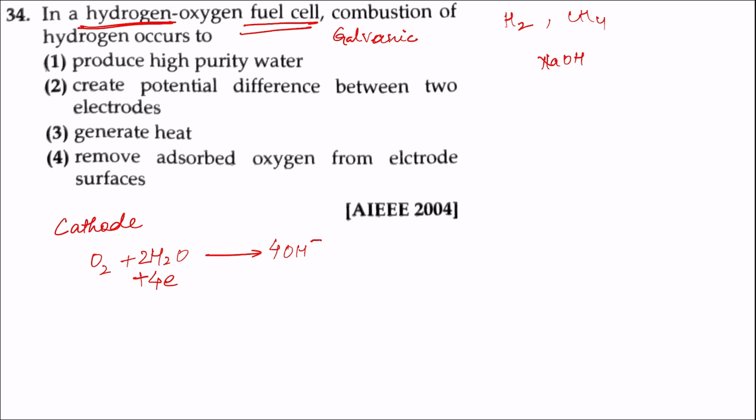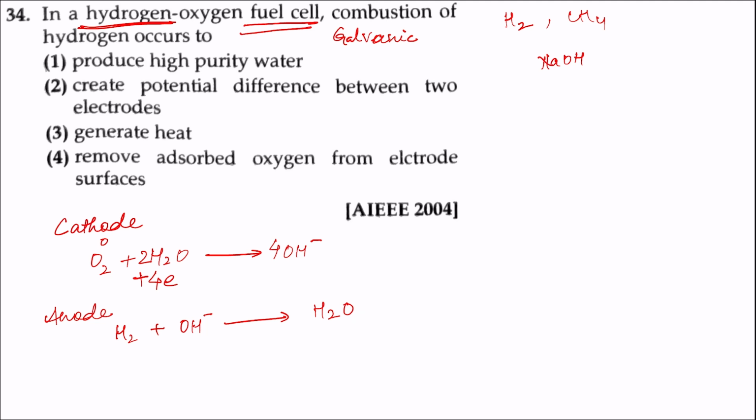Oxygen has oxidation state of 0, and in OH minus ion, the oxidation state of oxygen is -2. So reduction of oxygen is taking place. And the reaction taking place at the anode: hydrogen plus OH minus ion forming H2O.